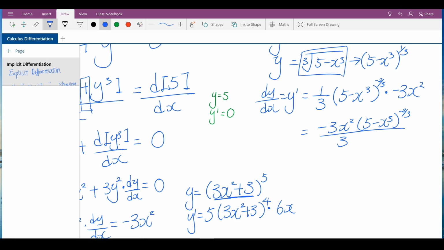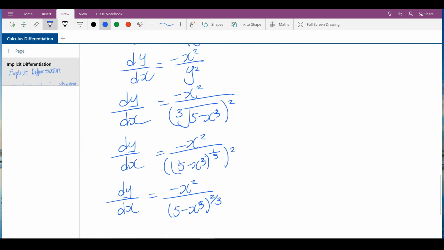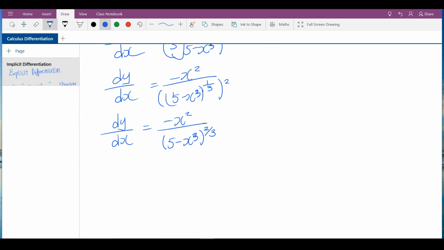The 1/3. And now the 3 cancel and we don't want to keep the power as a negative. We want to move it to the bottom, to the denominator. So it's just negative x squared over 5 minus x cubed to 2/3. Voila! That is the same as that. Right? So it works.